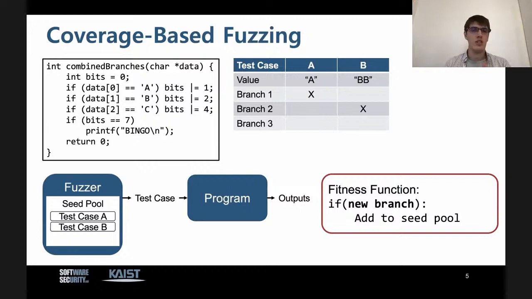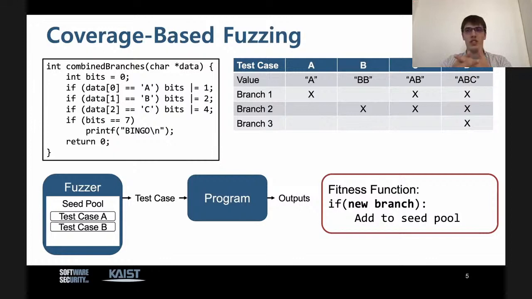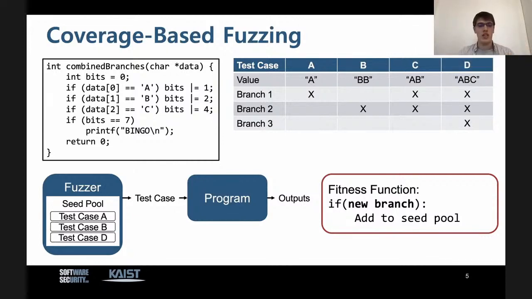Let's say we are starting to fuzz with test case A and B in our seed pool. Test case A and B trigger branch 1 and 2 respectively. Let's say we generate test case C, which triggers both branch 1 and 2. Test case C is not added to the seed pool by branch coverage because it doesn't have any new branch. Now let's say we generate test case D, which triggers the 3 branches at the same time. In particular, it triggers a sub-branch, which is new, so it is added to the seed pool.